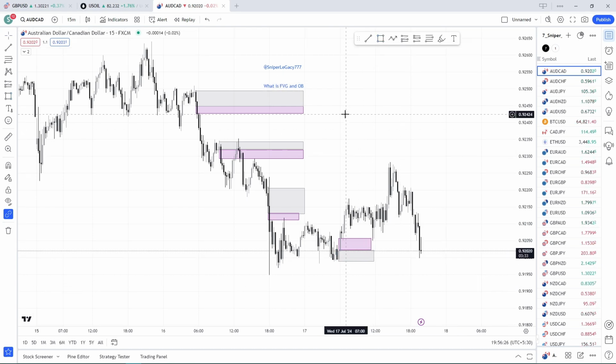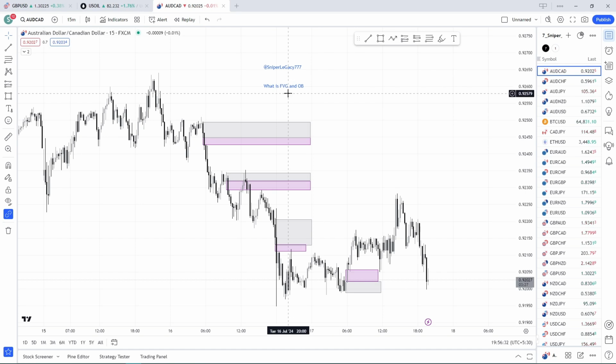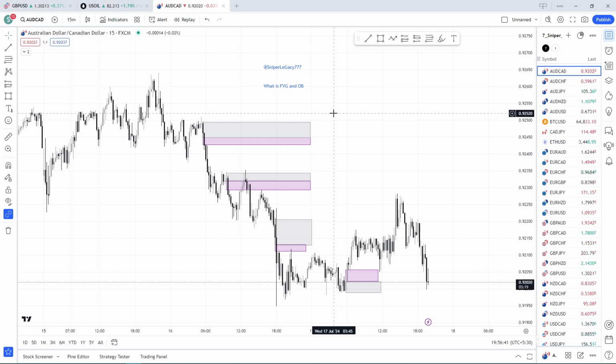I think it's pretty clear right now for all of you what is FVG and what is OB. To summarize, FVG is the gap between the first and the third candle in a pattern of three consecutive candles, and the OB is just the entire range of the first candle. So how can this be important in having a winning strategy? I'm going to explain to you guys in the next video.